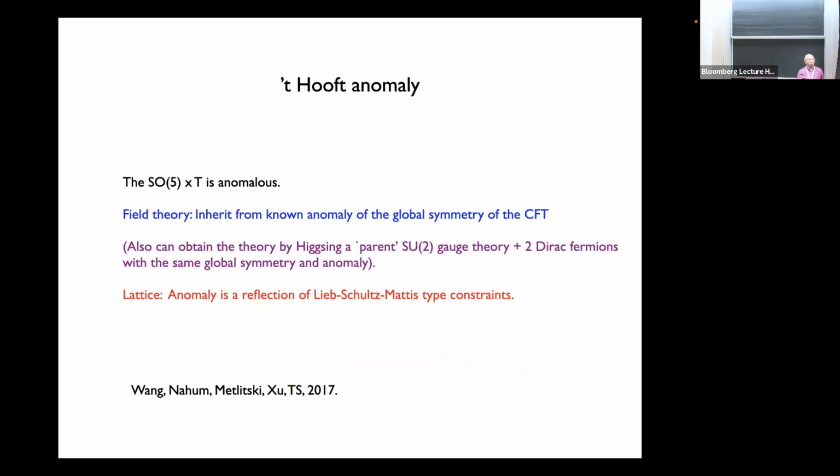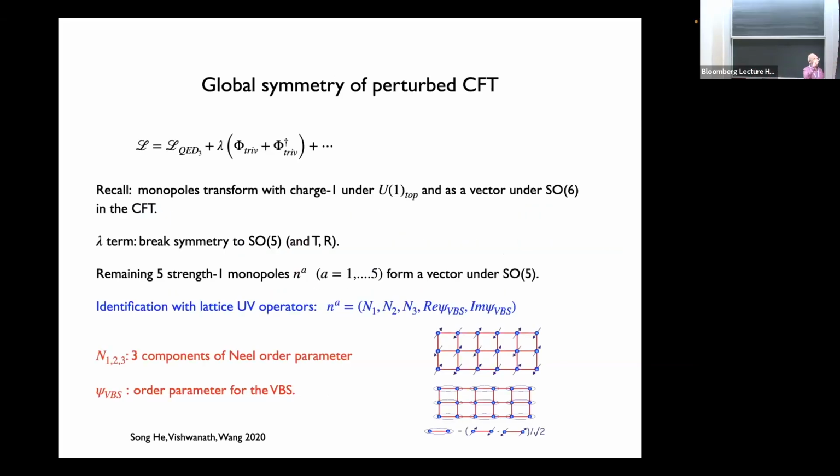And then we know one other piece of information. Why would they transform? Oh, because I had 6 monopoles which transform as a vector under SO6. On the lattice, they don't. In the low energy field theory, there is this thing that transforms as a vector under SO5. And I asked what lattice operators map to these low energy operators in the low energy field theory. And it's these observables on the lattice that map to these operators.